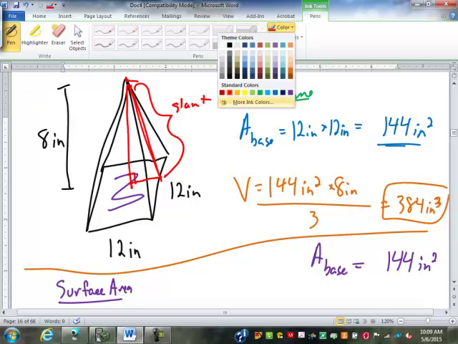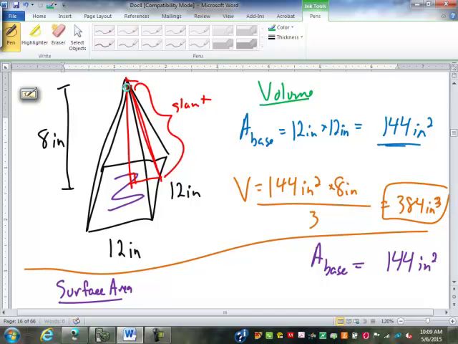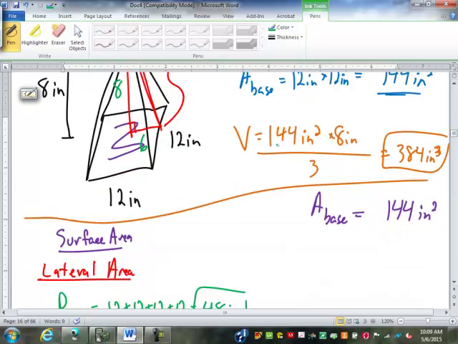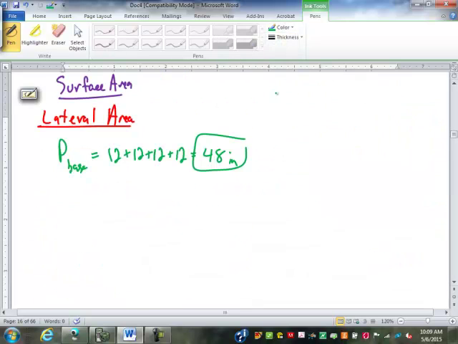And to find that, we use this right triangle. We know this is 8 and this is 6, half of the 12, right? So 6, 8, and then whatever that is. So 6 squared plus 8 squared equals that slant squared. If you figure that out, the slant comes up to be 10 inches. 6 squared is 36, 8 squared is 64, and together that's 100, square root is 10.